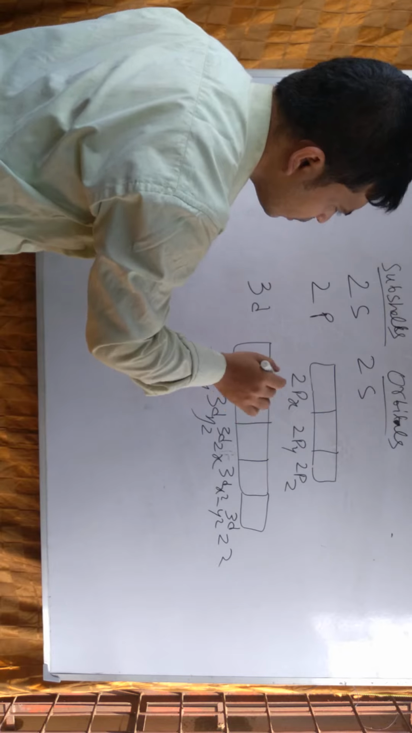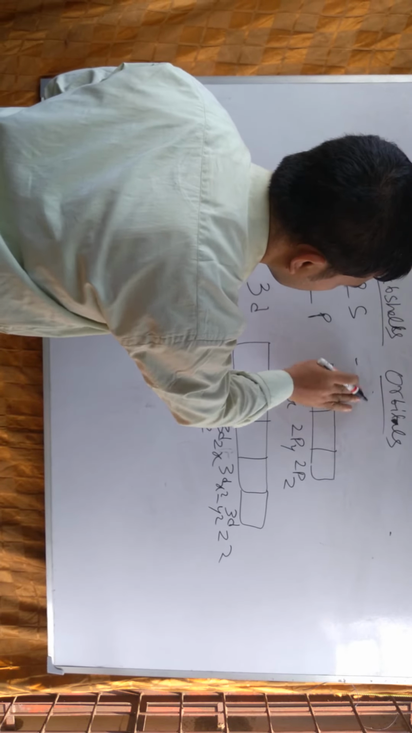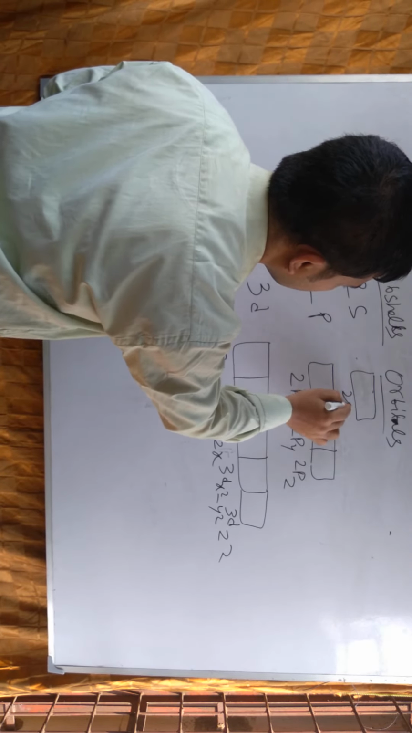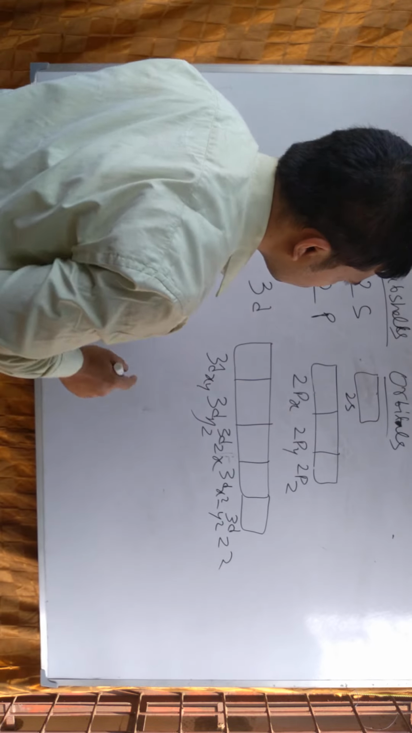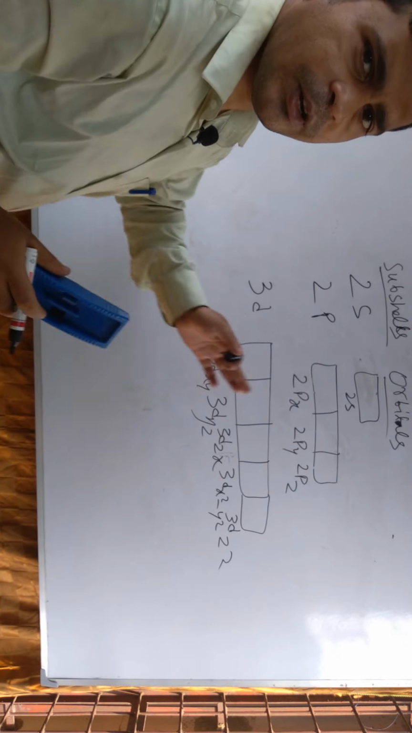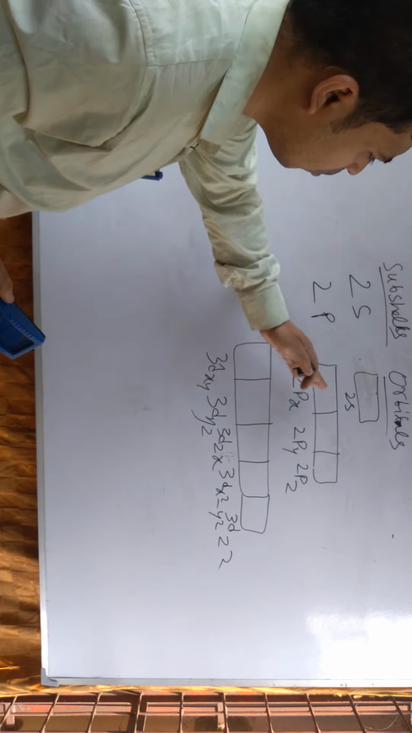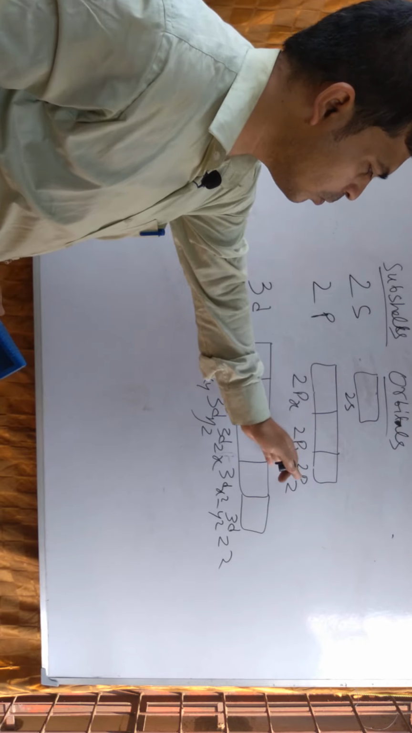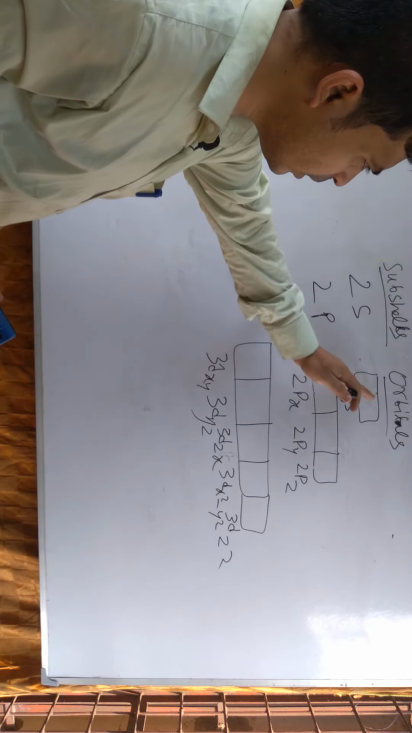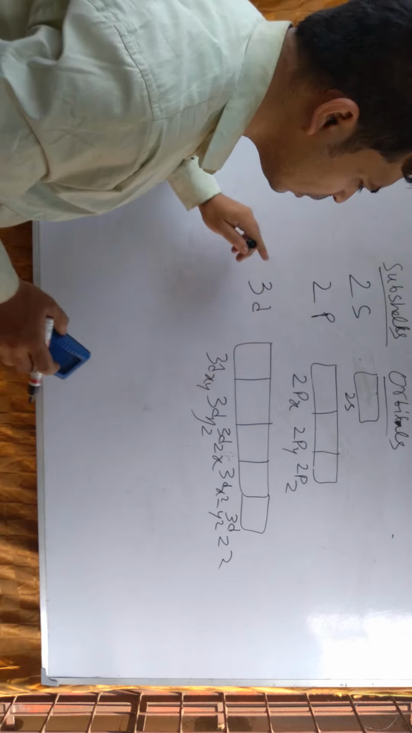Orbitals that are present in the subshell: the 2s orbital is written as 2s. The 2p subshell orbitals are 2px, 2py, and 2pz. These are the orbitals present in the particular subshell.